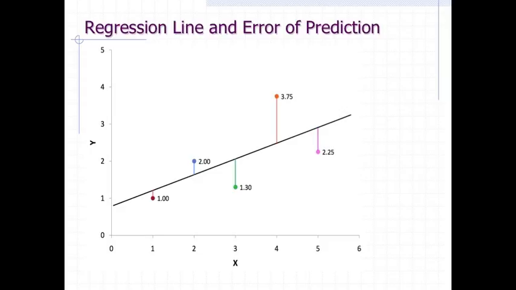The vertical lines from the observed y values to the regression line represent the errors of prediction. As you can see, the red point is very near the regression line. Its error of prediction is small. By contrast, the orange point is much higher than the regression line, and therefore its error of prediction is large.